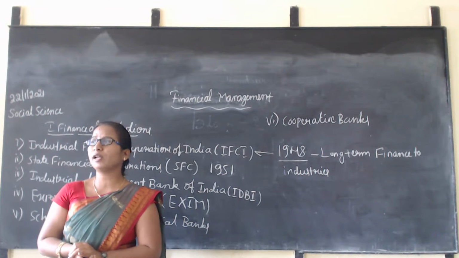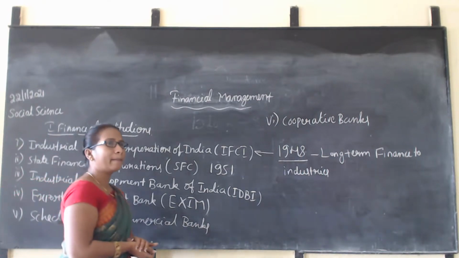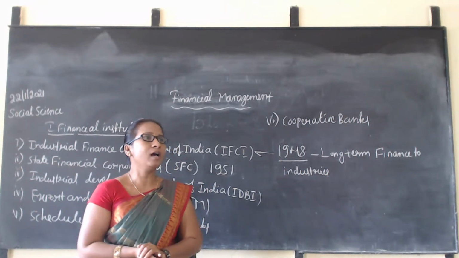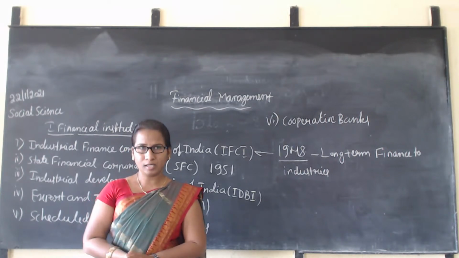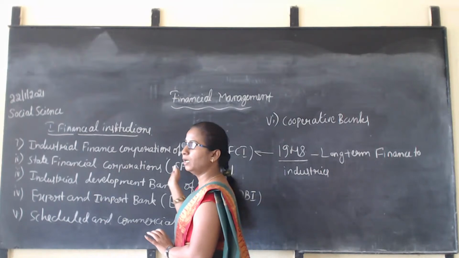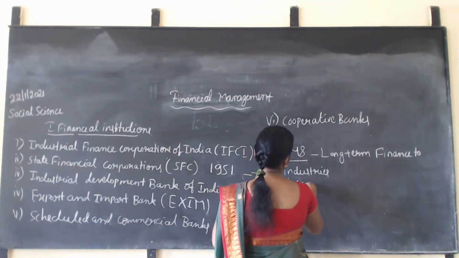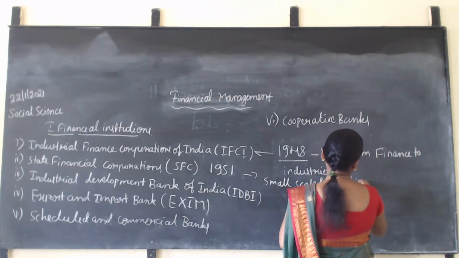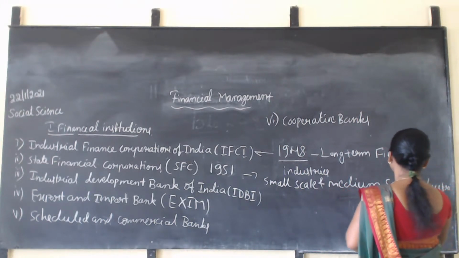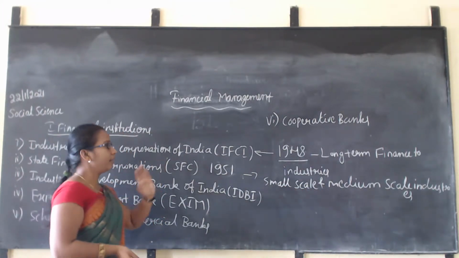Which state is excepted? Jammu and Kashmir. Have you seen any small scale and medium scale industries in Jammu and Kashmir? No. Except for that one, other states have industries. Due to that reason, except for Jammu and Kashmir, in other states this SFC, State Financial Corporation, is going to grant loans to small scale and medium scale industries in their respective states. This is the second corporation, or you can say the second institution.